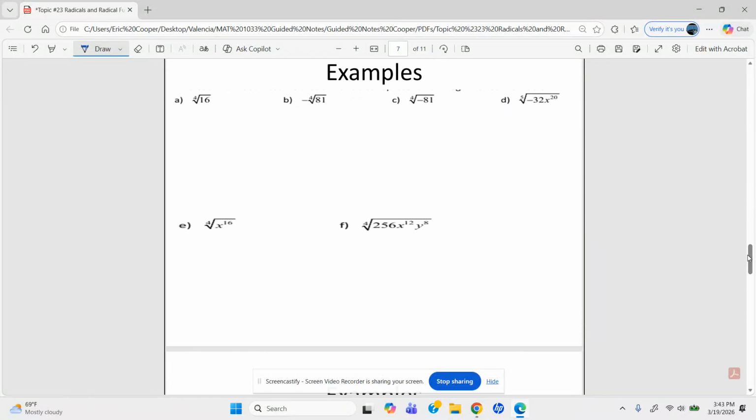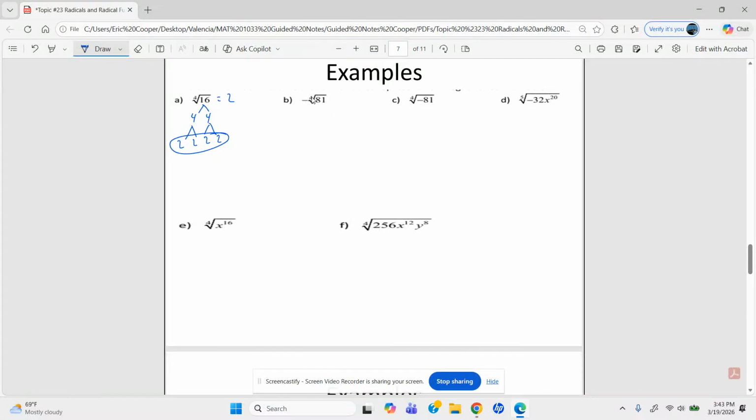Here are some higher roots. So for the 4th root of 16, we're asking what number times itself 4 times gives me 16. Well, if you think about 16, 16 is just 4 times 4, and each of these 4s becomes 2 times 2. So I have four 2s here. So the 4th root of 16 is 2.